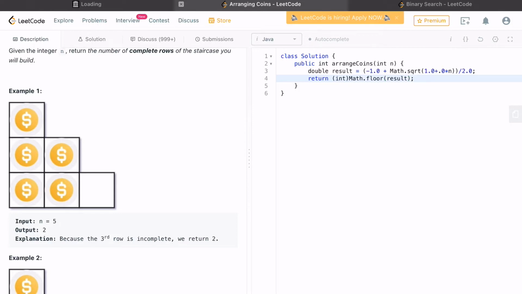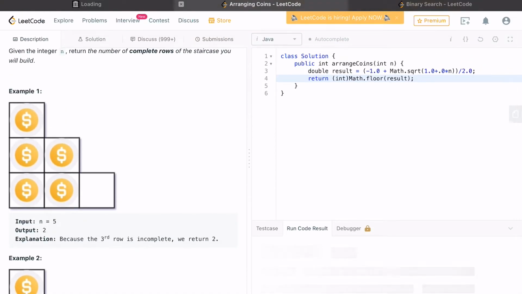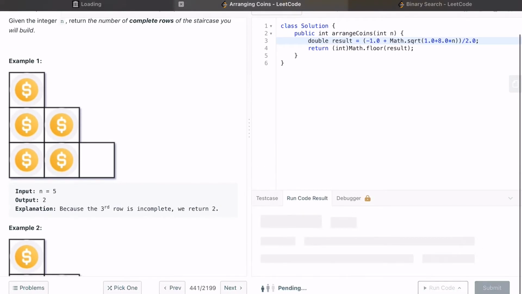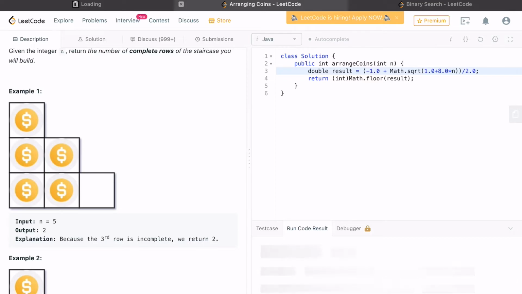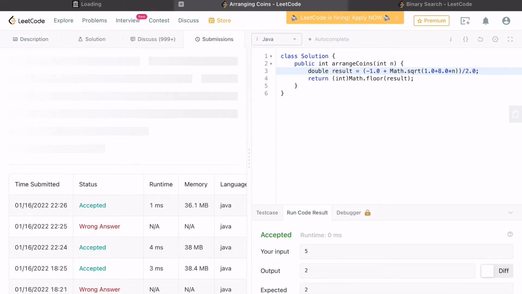So let us run this one and see how it goes. I have used 8.0, so I will run this code. So that's working. So I can see it succeeds.